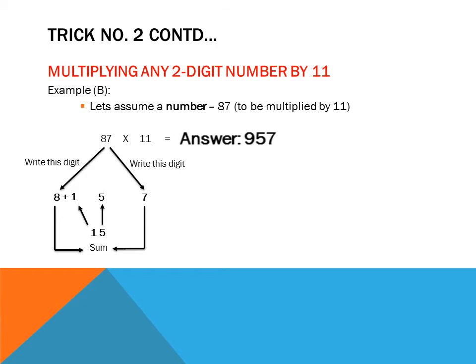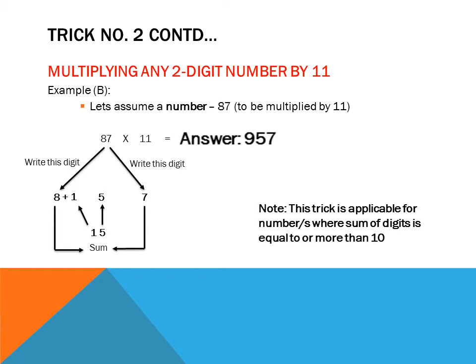This trick is applicable for numbers where the sum of digits is equal to or more than 10. I hope this is clear, because in this case we have summed up 8 and 7, and the sum of these two digits is 15, which is more than 10. Now coming to our next slide.